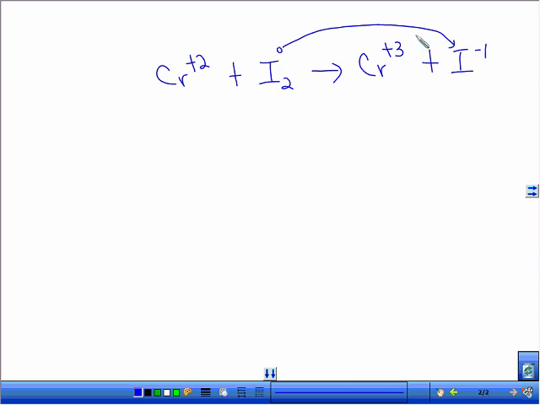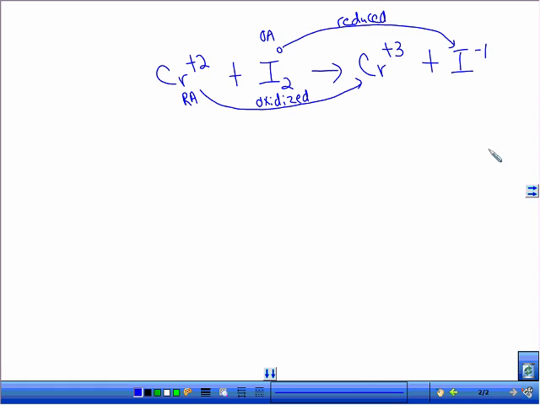And when it goes from a 0 to a -1, is it being oxidized or reduced? It's being reduced because it's going down in oxidation numbers. That means it's gaining electrons. And remember, if it's being reduced, that means this is the oxidizing agent. And then we can look at this guy. He is being oxidized because it's going from a 2 to a 3. So this is being oxidized because it's going up in its oxidation number, meaning it's losing electrons. Remember, LEO says GER. And this would be our reducing agent.